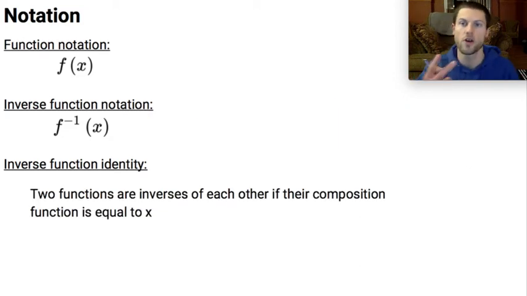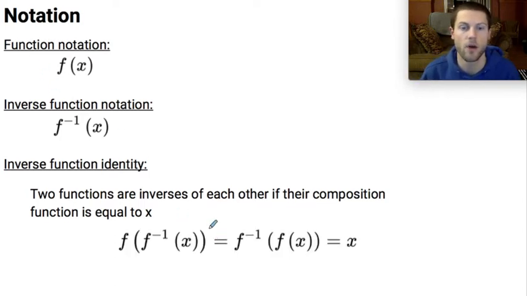If we have two functions, we say that they are inverses of each other if their composition function is equal to x. What do I mean by that? Think about the packing and unpacking of the x box. If I compose a function or a process inside of another process, and what I get out is the original thing that I put in, those things are inverses.